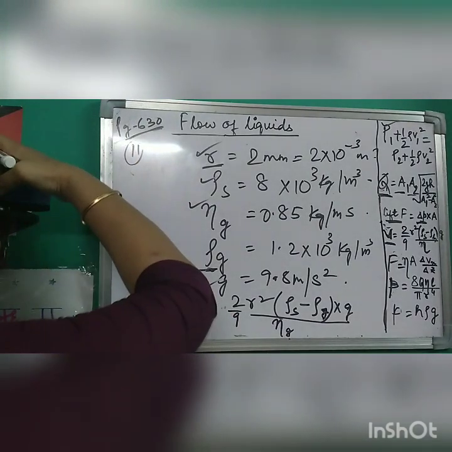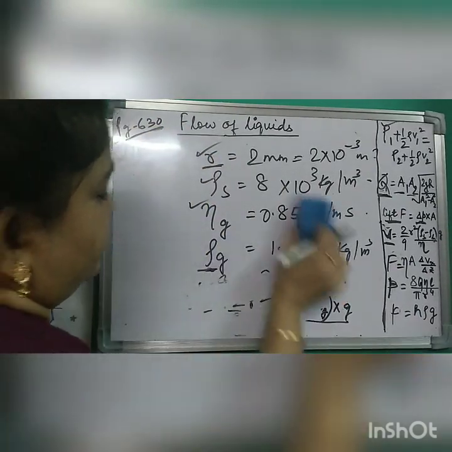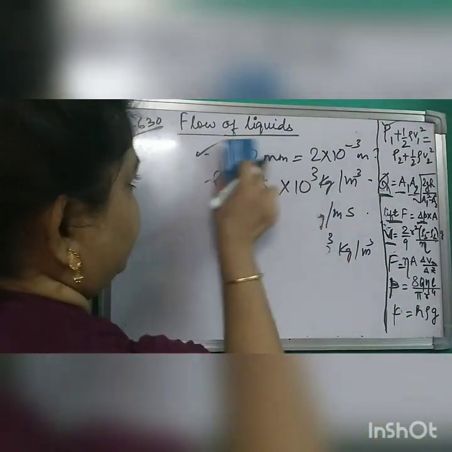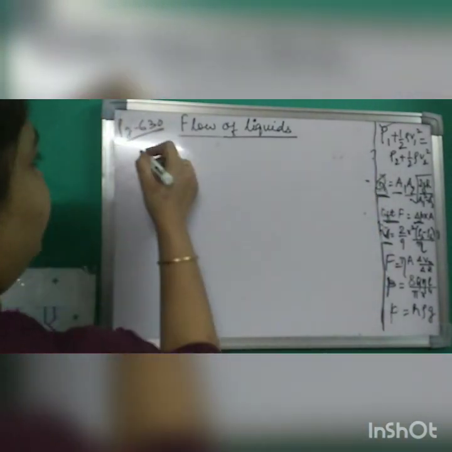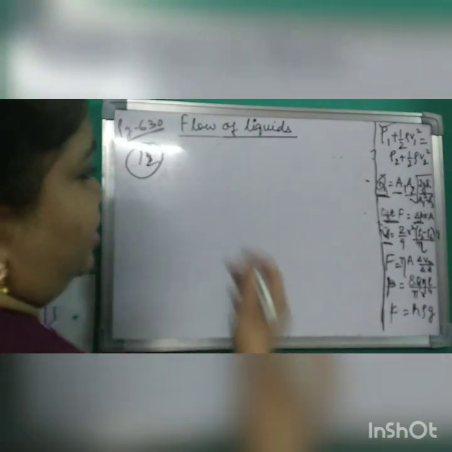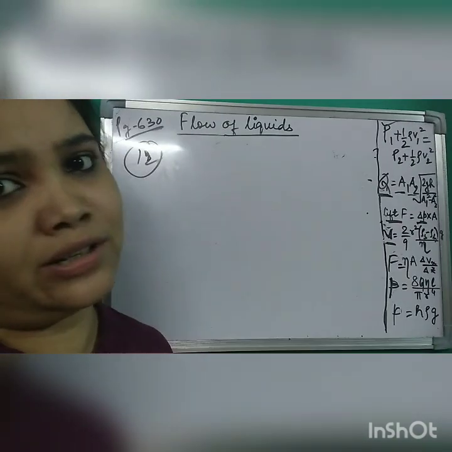Okay, so let's do sum number 12. In these terminal velocity sums, students, you basically have to just find out the physical quantities. If you can identify the physical quantities, just put them in the formula, solve, and you get the answer.